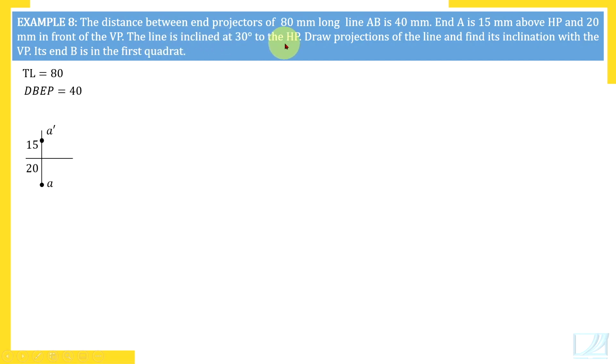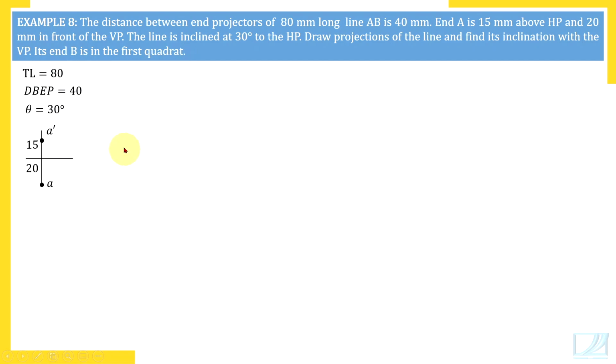The line is inclined at 30 degrees to the HP. So true inclination of line with HP is given, 30 degrees. The line is inclined at 30 degrees, that is, it is true inclination with HP, that is why I have used notation theta. Draw projections of the line and find its inclination with the VP. Okay, phi you are asked to find, inclination with VP. After completing the drawing, you are just going to measure that angle with VP.